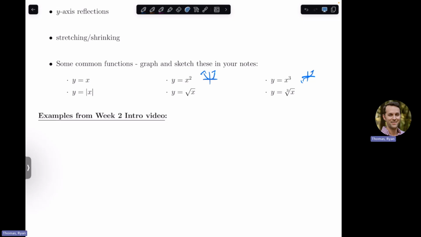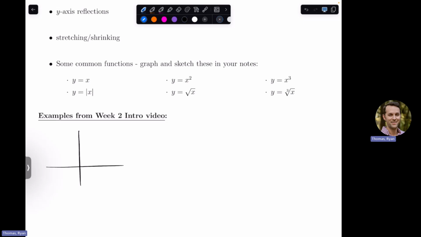And hopefully you took the time to sketch these in your notes already. The rest of these might be new, but just a real quick sketch version of them. The absolute value function looks like that. These are straight lines meeting in a sharp corner.